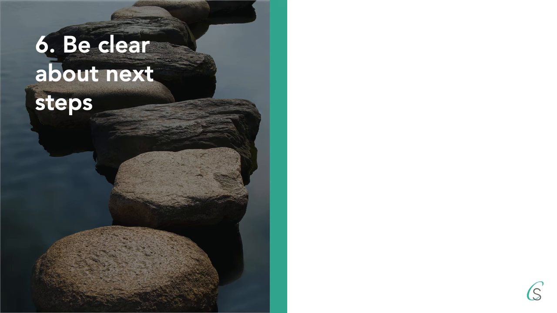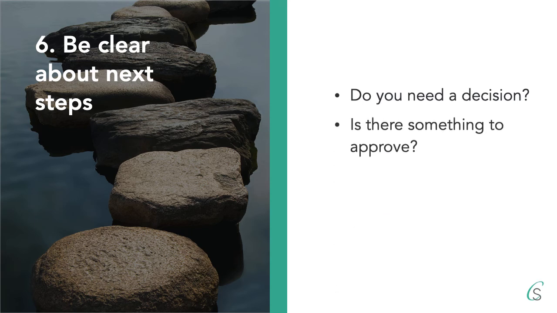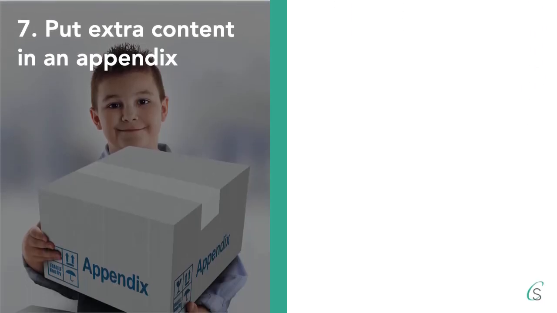Tip 6, be clear about your next steps. Let your audience know if you need a decision from them or their approval. And be very specific about timelines. Don't assume that your audience will recognize that something is urgent unless you indicate the timeline and the reason that your topic is urgent. Finally, the last tip is to put any extra content in an appendix.